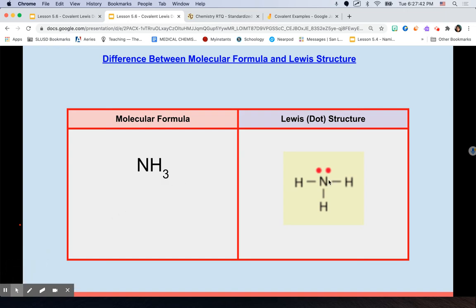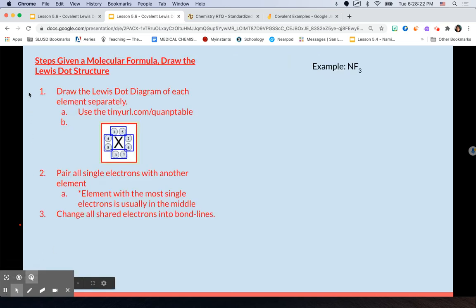Finally, before we go over how to draw this stuff, the Lewis dot structure, or sometimes referred to as just Lewis structure, right? I have to give you the molecular formula first, or maybe a name. So essentially, a reminder that the molecular formula is just the element symbols and how many of each element I have, shown by a number on the bottom right-hand corner, known as the subscripts. So here, on the left-hand side in red, are the steps for how to draw a Lewis dot structure if I give you the molecular formula of an element like NF3.